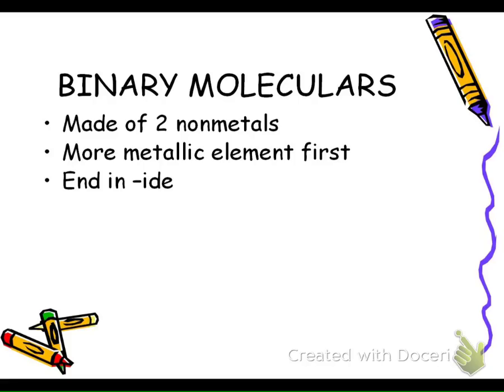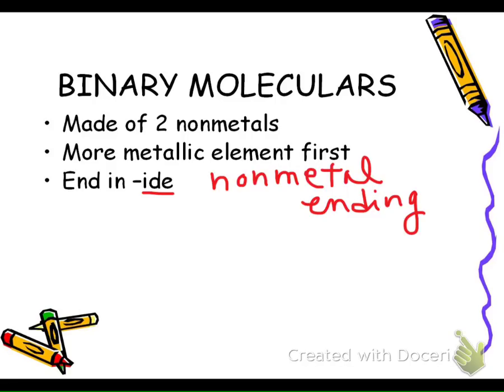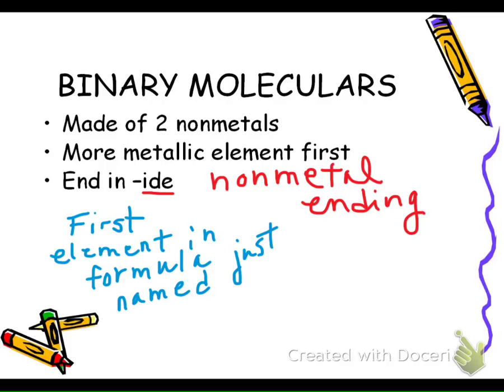We will see that all the binary molecular compounds will still end in ide because the second element in the formula is a nonmetal. So that is following the rules just as they did in ionic compounds, the nonmetal ending of ide. The first element in the formula will be simply named, again, just as in the ionic compound. But we need some distinction so that we can immediately see from the name that it is binary molecular and not ionic. So what is done?